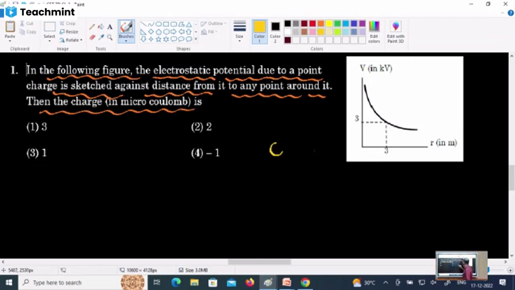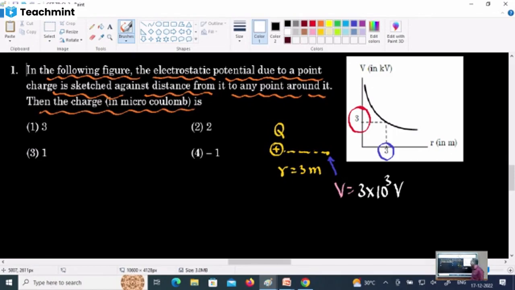Let's say there is some charge, let's call it Q. We don't know how much it is. When the distance R is equal to 3 meters, as shown here, the potential at this point, V, is 3 kilovolts. 3 kilovolts means 3 into 10 to the power 3 volts. So how much is Q? How do we find this? Very easy, just recall what I told a little while ago.